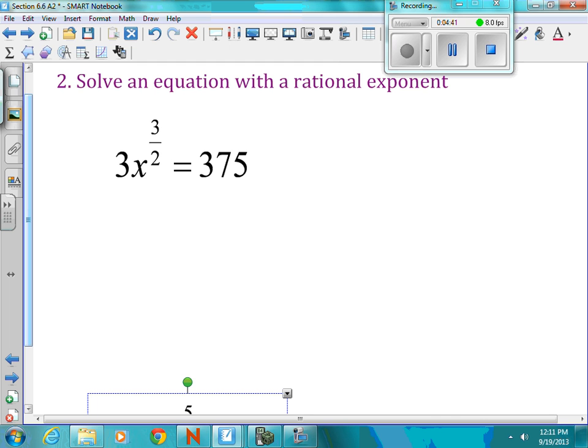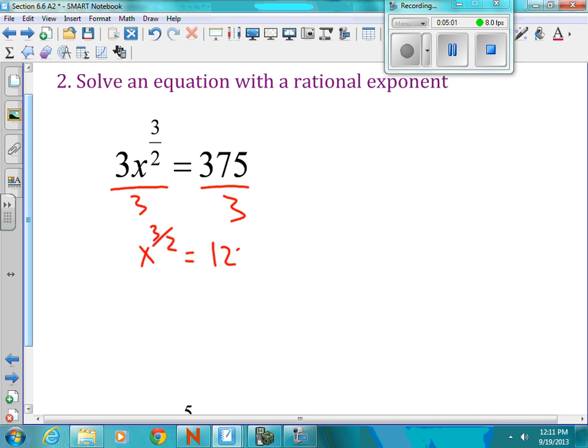Okay? So in that sense, we have to get the variable raised to the power isolated. Kind of like PEMDAS, following order of operations. So we're going to divide both sides by 3 in this first example, and we're going to get x to the 3/2 power equals 375 divided by 3, which is 125. Now what do we do?